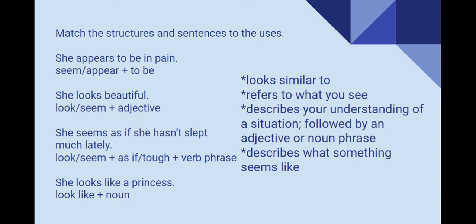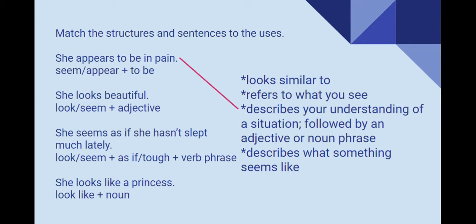Okay, it's time to check. So, we use the structure seem or appear plus to be to describe what you understand of a situation. Remember that after the phrase to be, we are going to follow with an adjective. For example, she appears to be happy or sad, or a noun phrase, in this case, in pain.